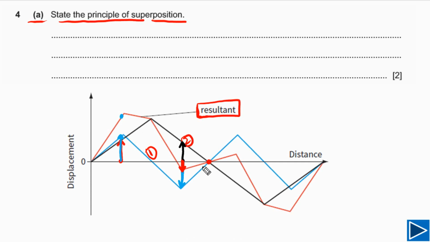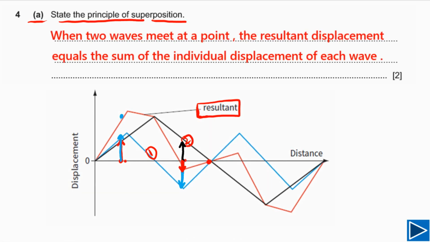Now let's try to write down our final answer. So this is how you can state principle of superposition. Simply you can say when two waves meet at a point, the resultant displacement is equal to the sum of individual displacement of each wave.